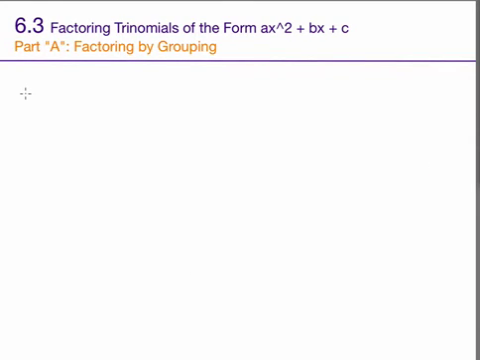Question number 34 looks like this: 15t squared minus 79t minus 34. Now that I've been doing this for years, factoring a trinomial automatically makes me want to do this. Look for my product and look for my sum.